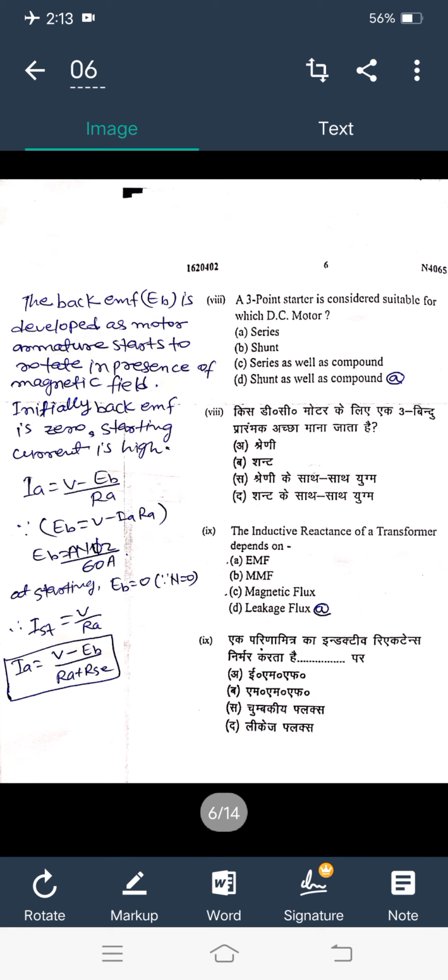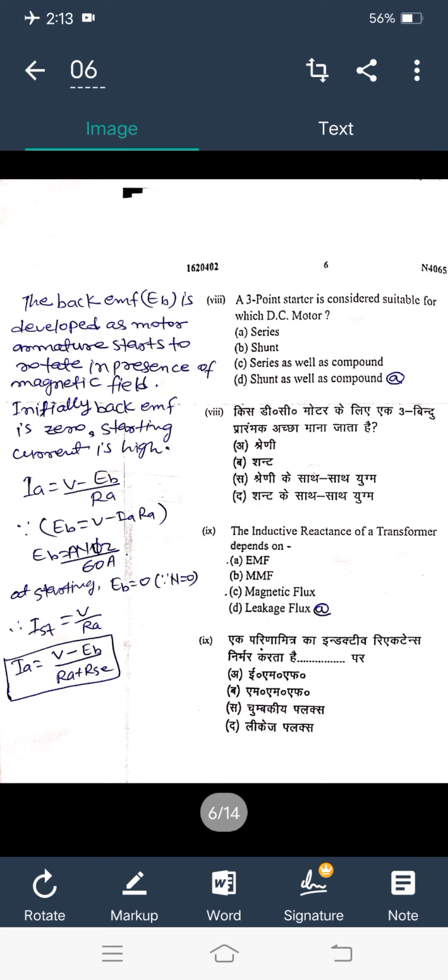Next question 8: a 3-point starter is considered suitable for which DC motor? Here option D is correct: shunt as well as compound. The shunt and compound motors are suitable for a 3-point starter.